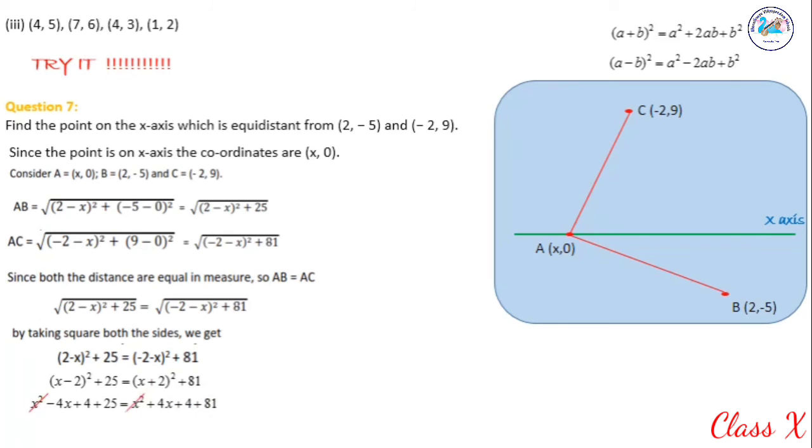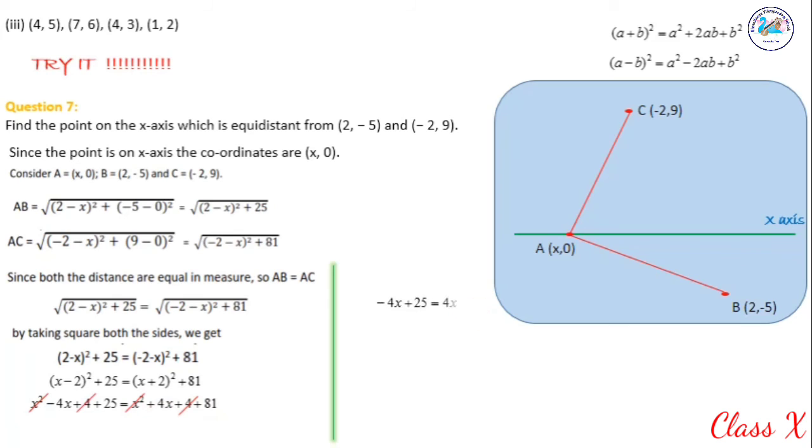Both the side x square is there, that is cancelled. Again one more 4 is there, that is cancelled. And then finally, the balance one we have to write. That means here 1 minus 4 is balance, and here 125 is balance, that is minus 4x plus 25. And here 1 4x balance, 81 balance.